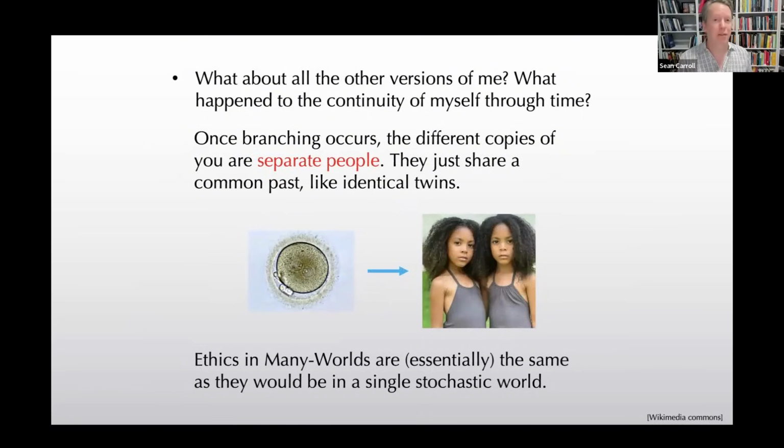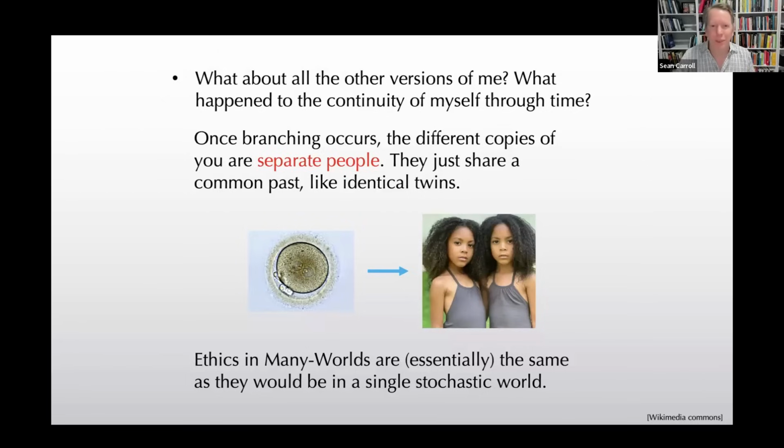Those people on other branches of the wave function might have shared a past with you, but they are not you. Once that branching happens, once they're now separate universes, they have gone their separate ways, and those people are different. It is exactly like identical twins. Identical twins start out as the same fertilized egg, one entity, but at some point it splits into two people. And when you have two identical twins, you don't think of them as two parts of the same individual person.